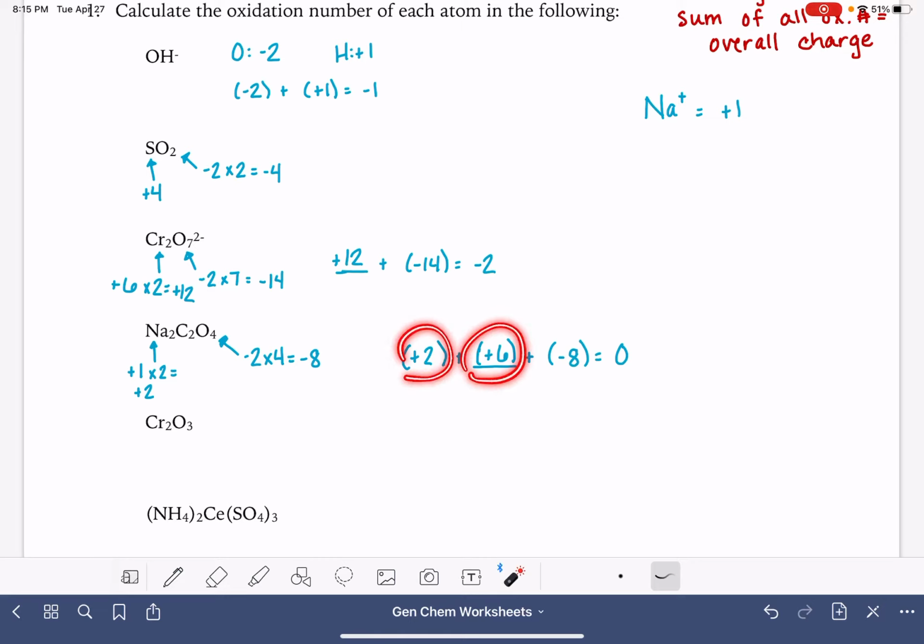+2 +6 -8 will add up to 0. So this tells us that all of the carbon atoms together are going to add up, their oxidation number is going to add up to a +6. We have 2 carbon atoms in this molecule, and that means that each one has an oxidation number of +3.